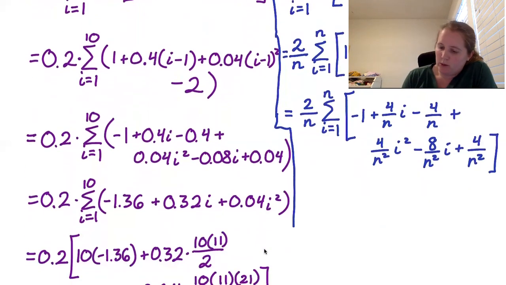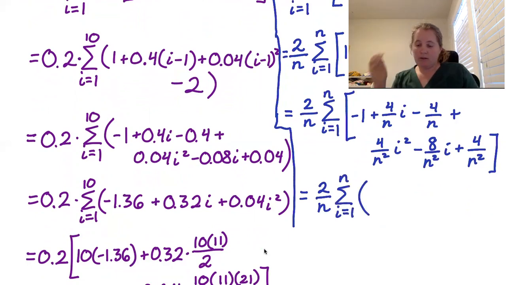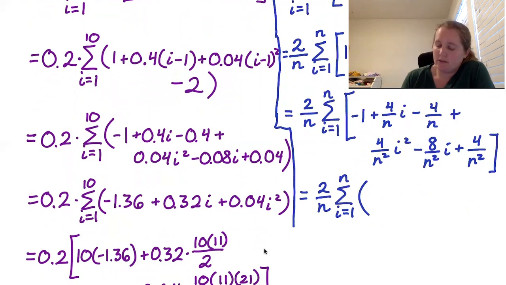And so we can simplify further. This becomes 2 over n times the sum from i equals 1 to n of, we will have a negative 1 minus 4 over n plus 4 over n squared. So I'm just going to put that together. Negative 1 minus 4 over n plus 4 over n squared.